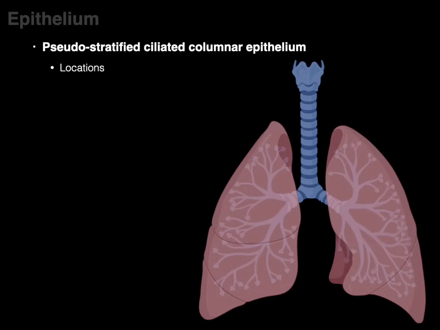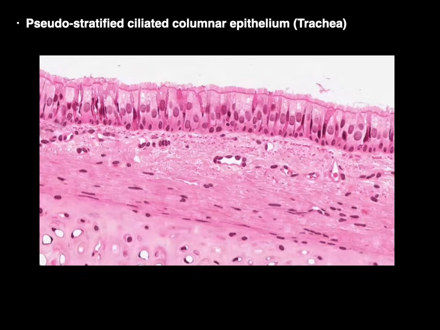The locations are primarily the trachea and bronchi, the bronchial tree, and this is why often it is simply called respiratory epithelium, which I far prefer.